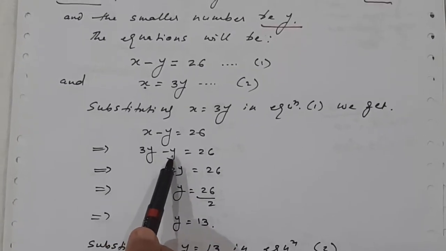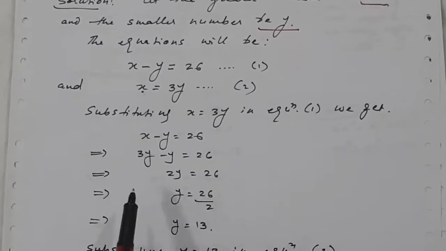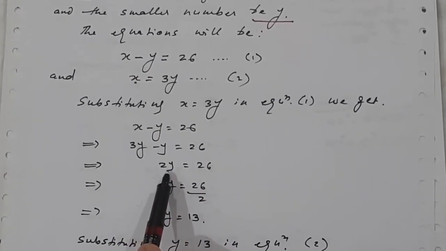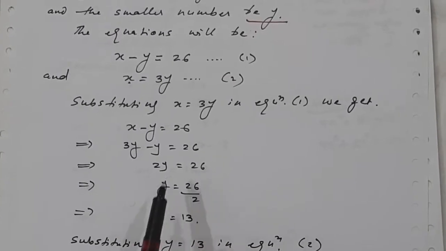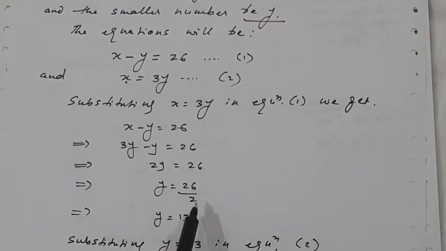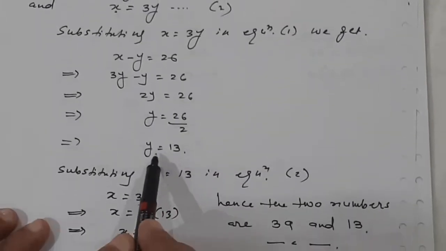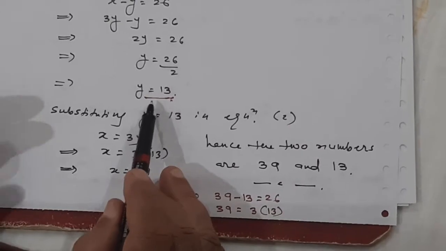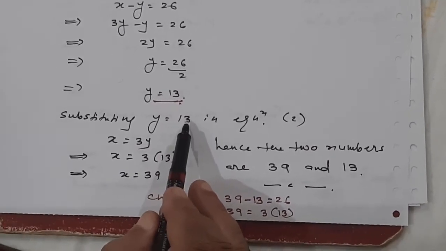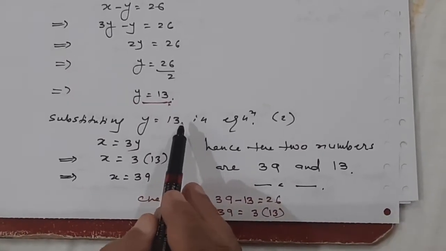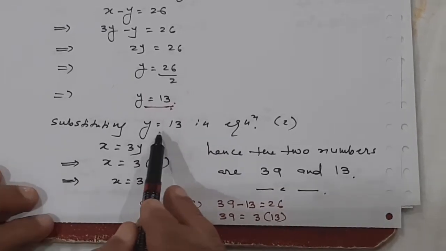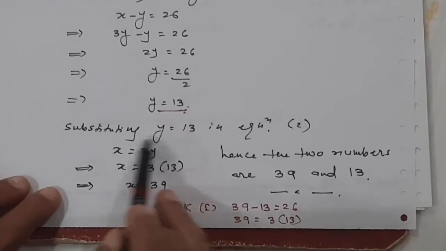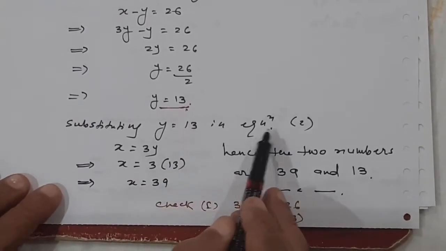3y minus y is equal to 26. It implies that 3y minus 1y is 2y, so 2y is equal to 26. So y is equal to 26 upon 2, that is 13. So we got the smaller number, 13. Now we'll substitute this value of y to find the value of x. You can substitute in any equation, but equation 2 will be easy. So substituting y is equal to 13 in equation 2.